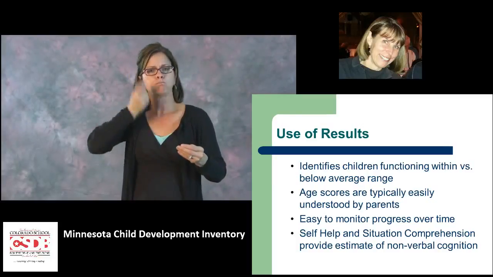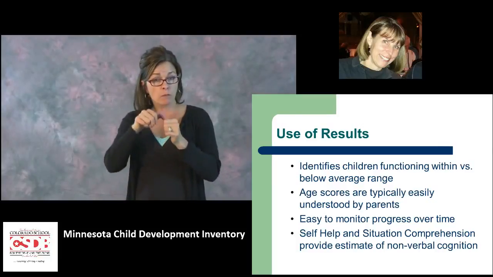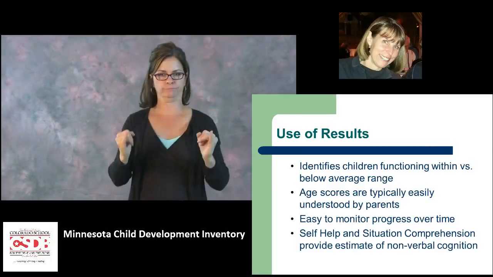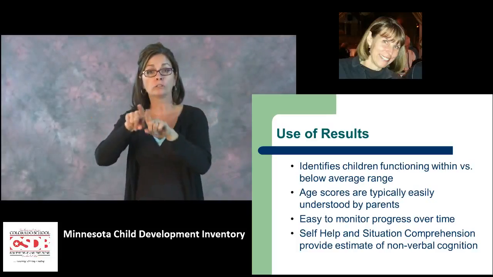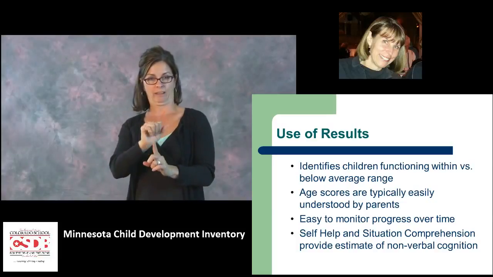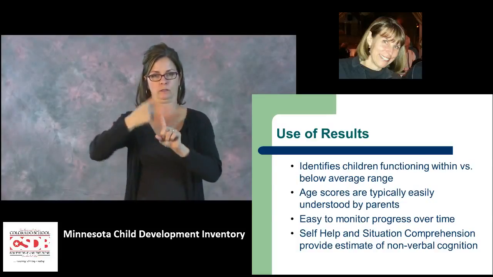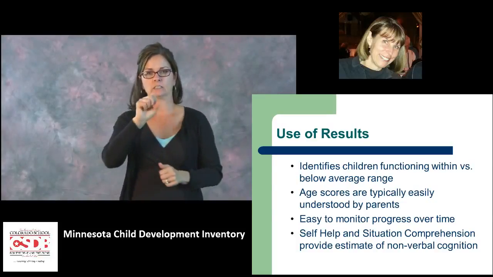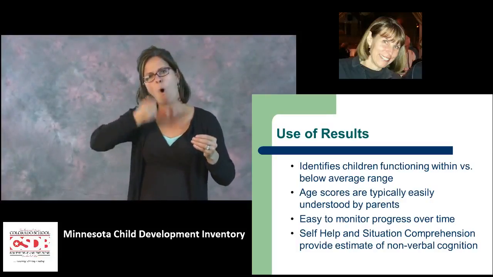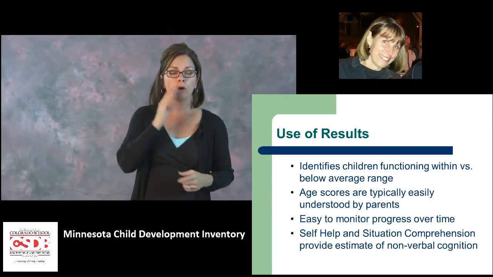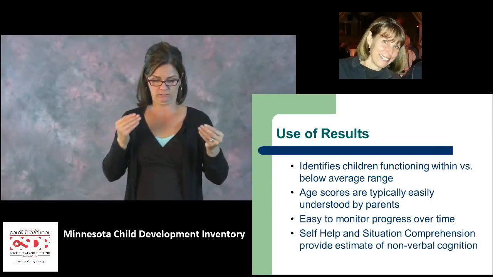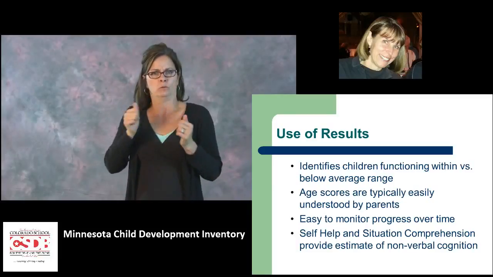And remember, when we looked at those profile sheets, not only did we have the graphic display, but we also, at the bottom of the page, had the specific age score in months at each of the individual subtests. That's something that's easy to share with parents and that they can easily understand, whereas sometimes things like percentile ranks or standard scores are less easily understood by a layperson who hasn't had training in that particular area.